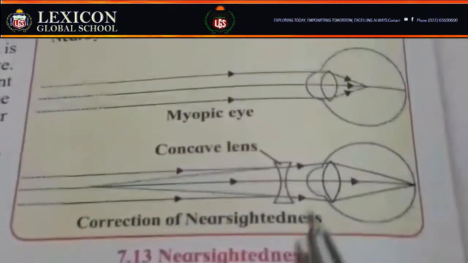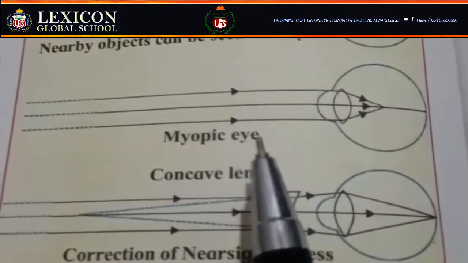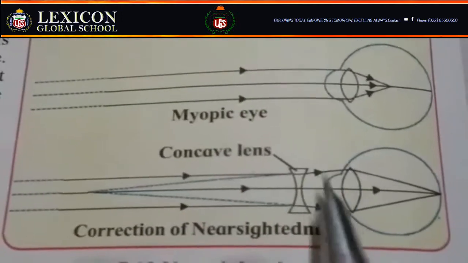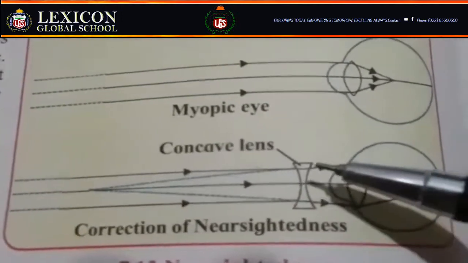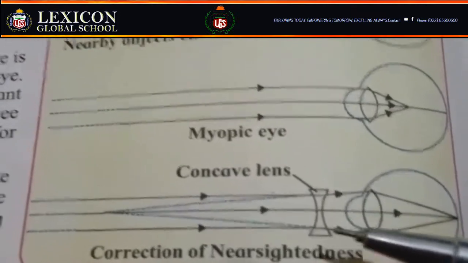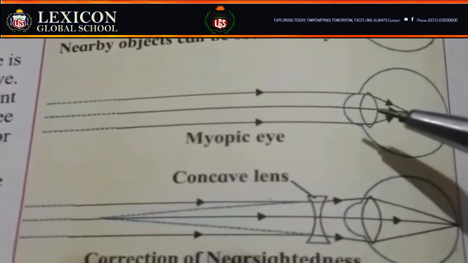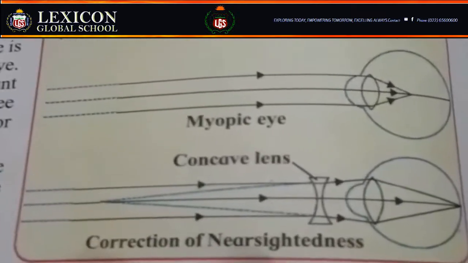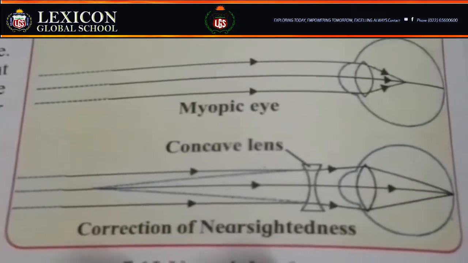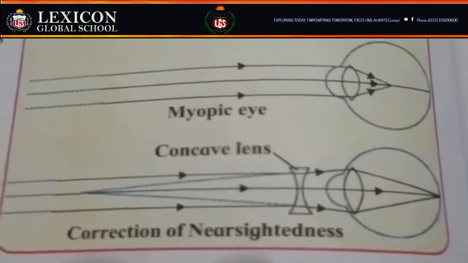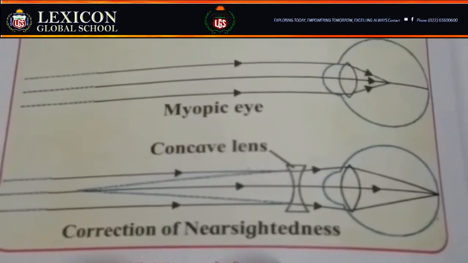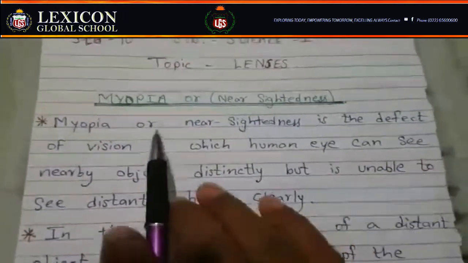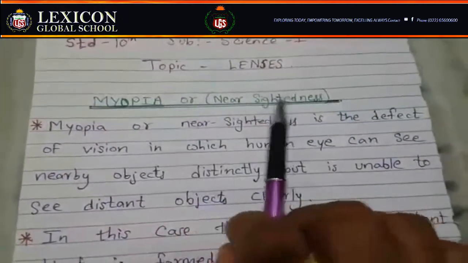Is that clear? Now how can myopia be corrected? It can be corrected by using a concave lens. Can you see here? We have used a concave lens here to rectify nearsightedness. Nearsightedness means only myopia. I told you myopia is also called nearsightedness.